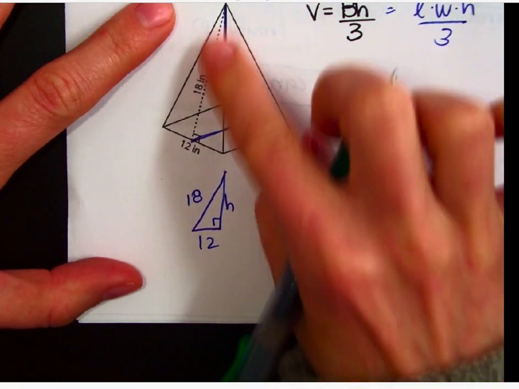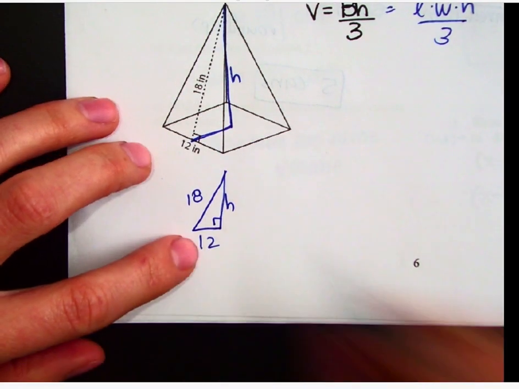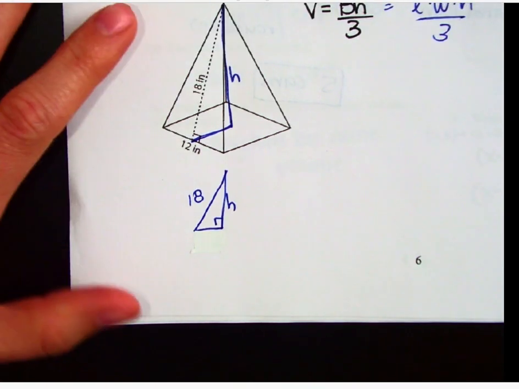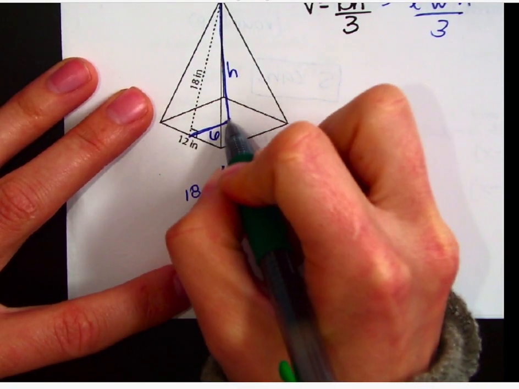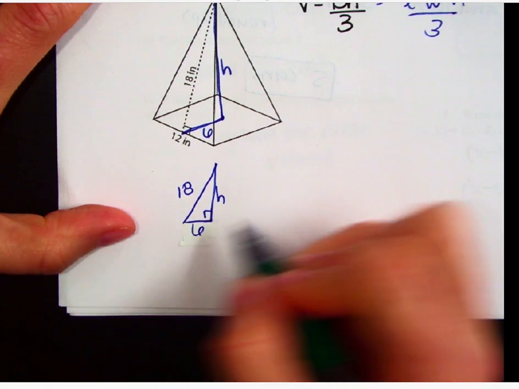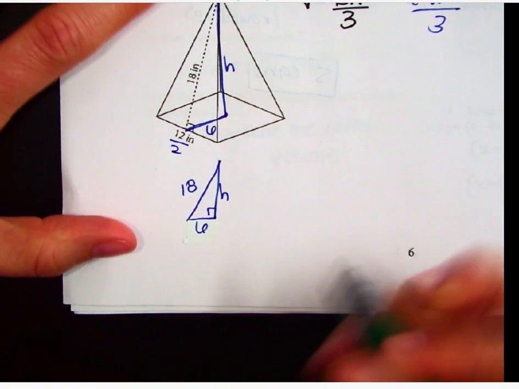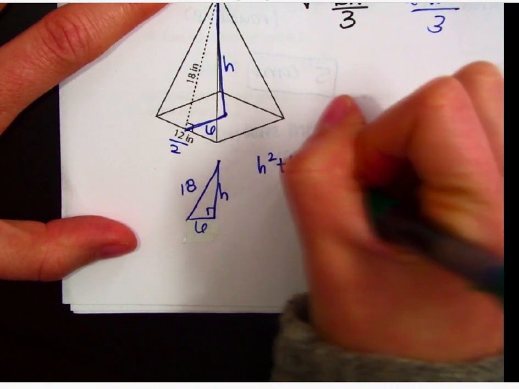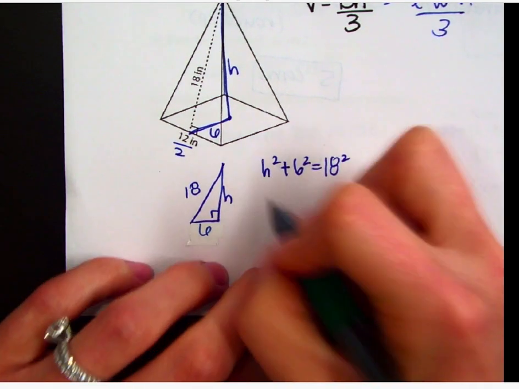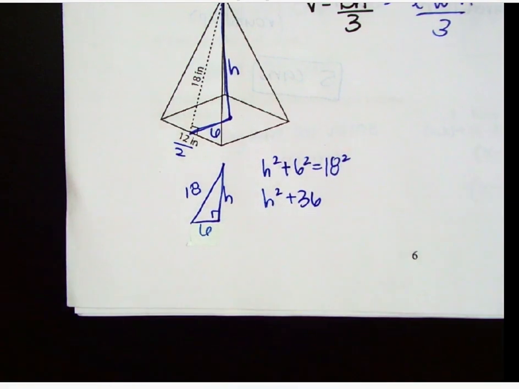where this is the hypotenuse, and this, oh, I almost made a mistake. That is not going to be the length on the bottom of the triangle. This is the length, because we know in the rectangular pyramid, the actual height is going to land right in the middle of the base. So this is 12 divided by 2. So then h squared plus 6 squared is equal to 18 squared. And we know 6 squared is 36.